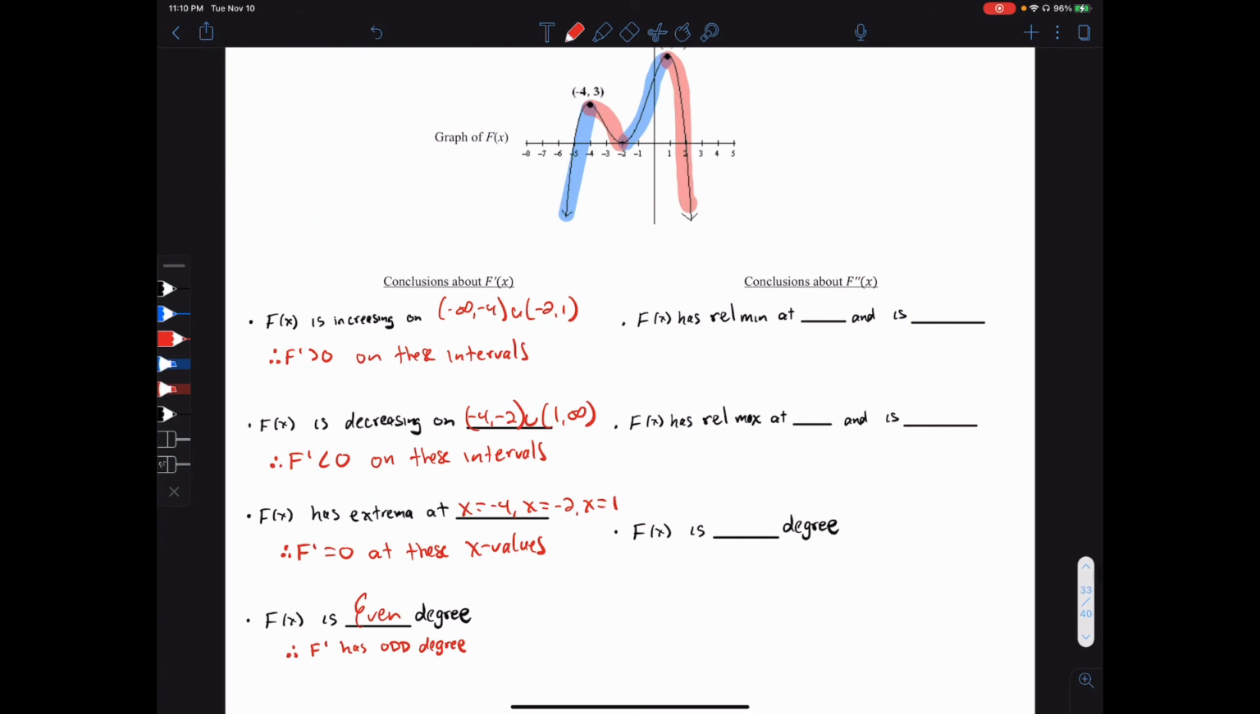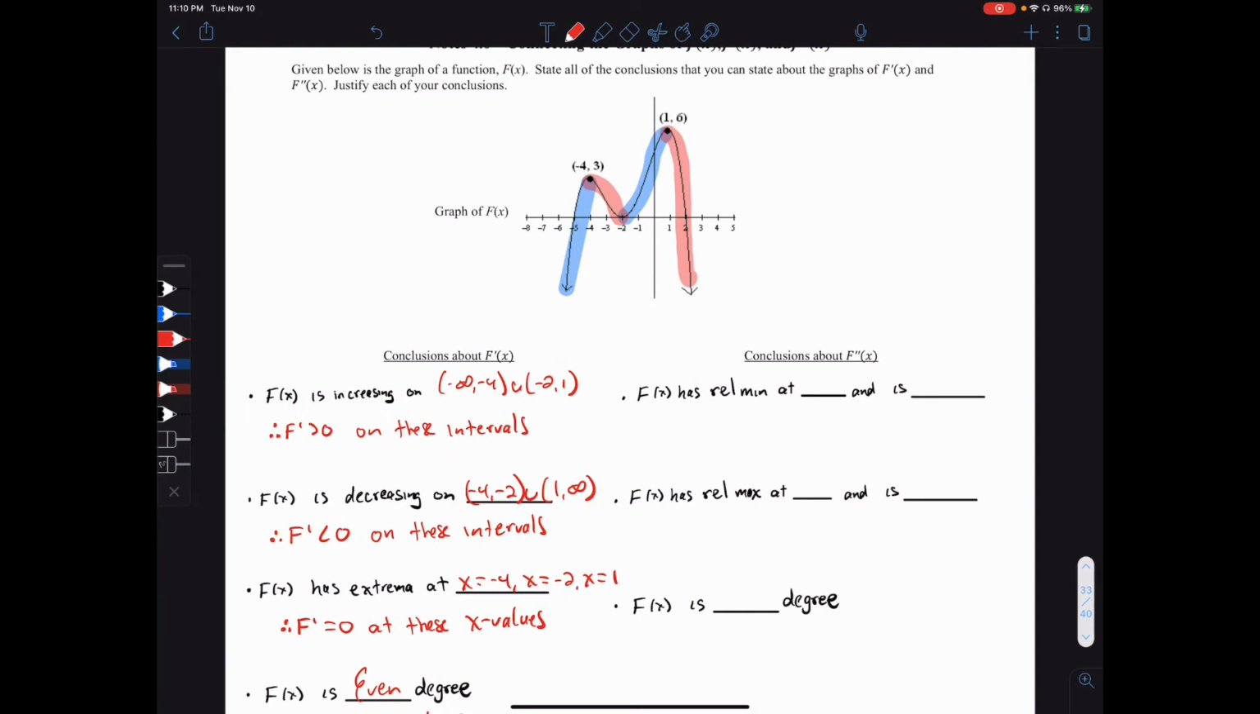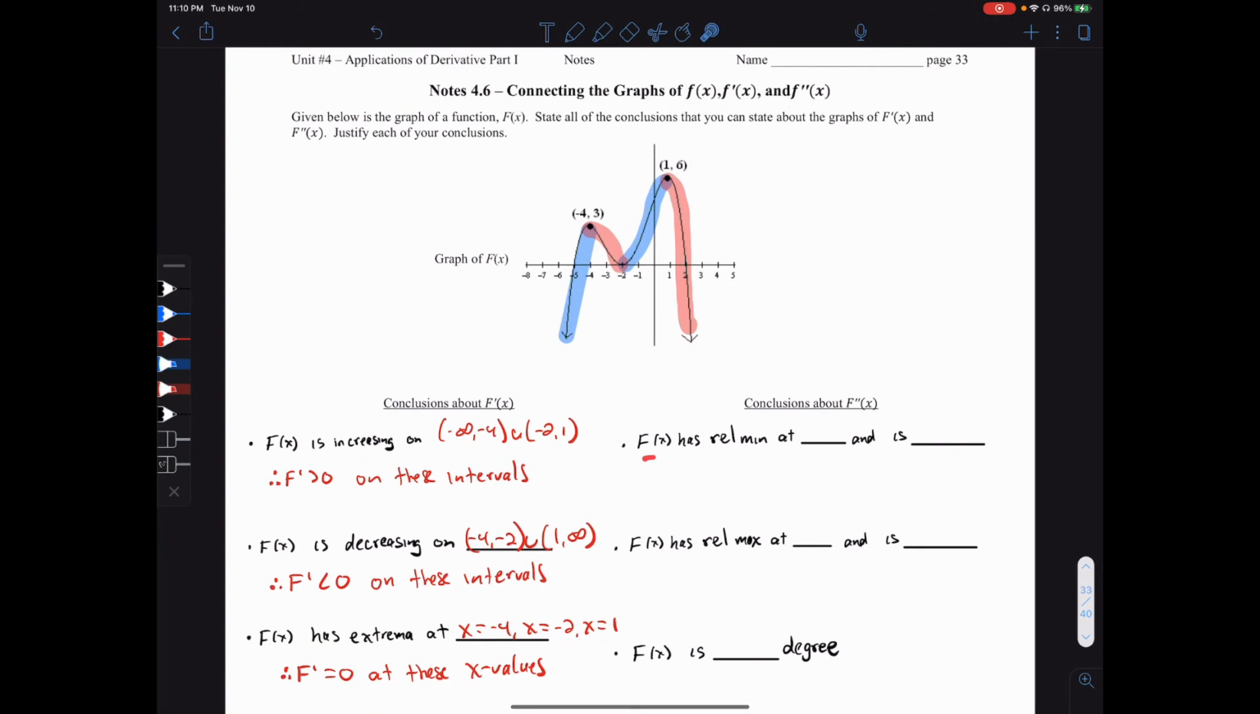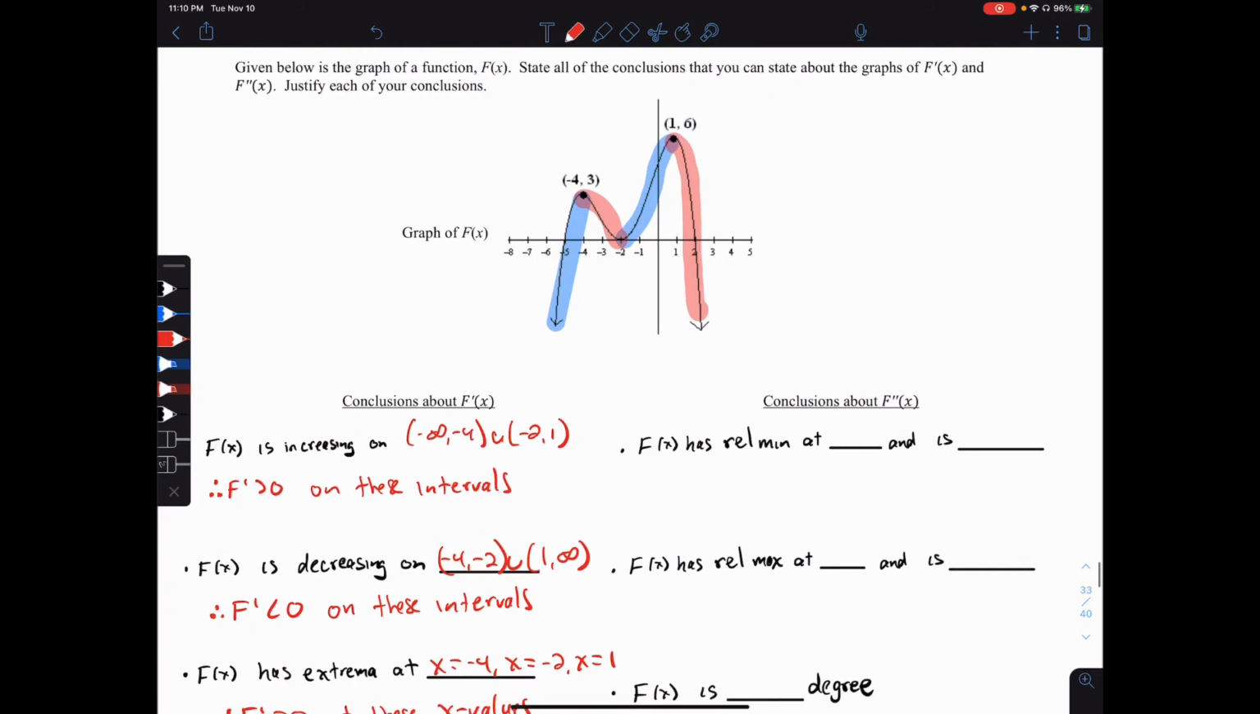What conclusions can we make about the second derivative? Well, when does f of x have a relative minimum? That's happening here at x equals negative 2. And what's also happening there? The graph is concave up. What conclusions can we draw about the second derivative? Conclusions that we can draw is that f double prime has to be bigger than 0 at this x value.